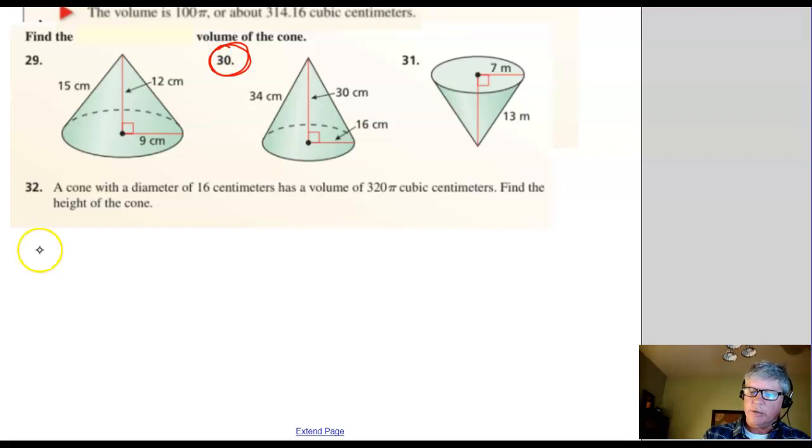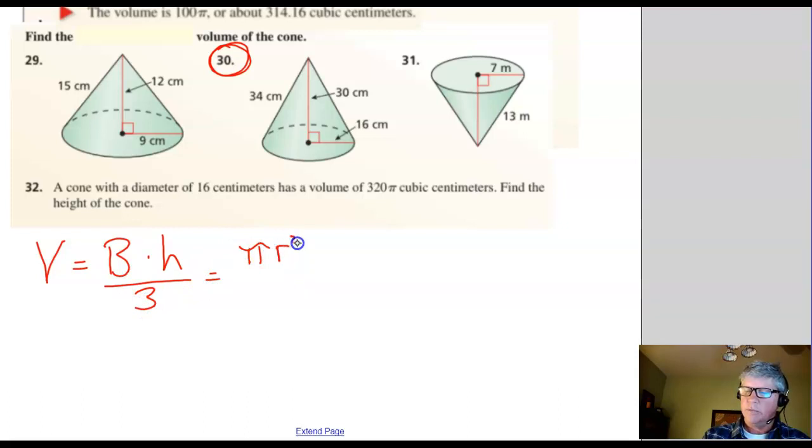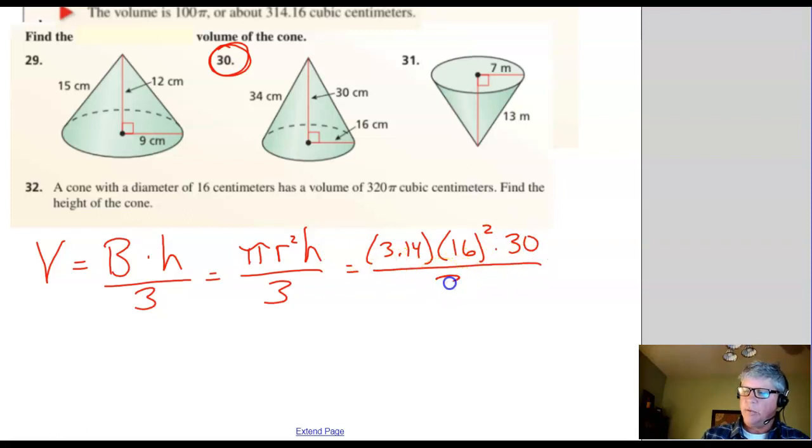Let's write down the equation of a cone. So volume equals area of the base times the height over 3. Area of the base is pi r squared times the height over 3. And we know some stuff. 3.14. The radius is 16, so we square that, times the height, which is 30, divided by 3.